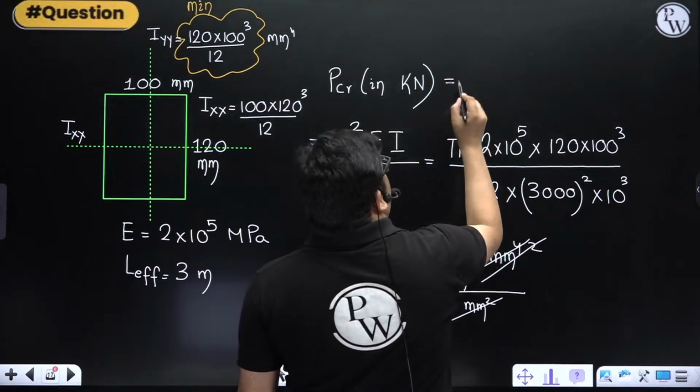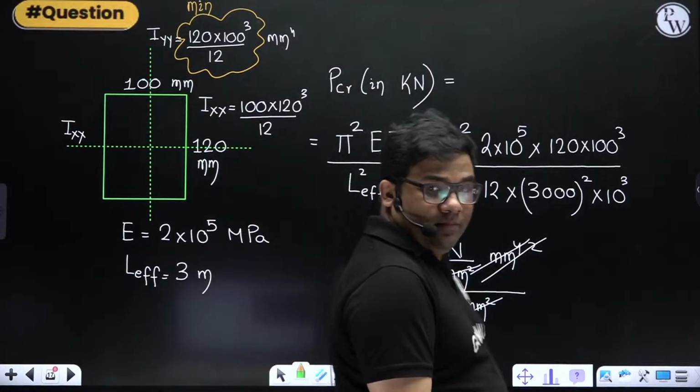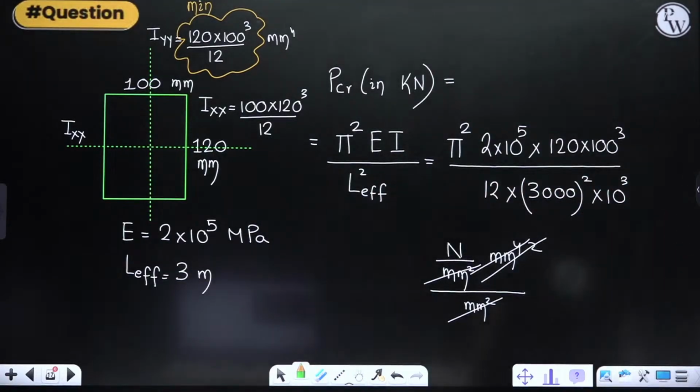So this is the way we can easily find out the buckling load of any column. So how much are you getting? Please tell. Someone is getting a different value. Let me calculate.